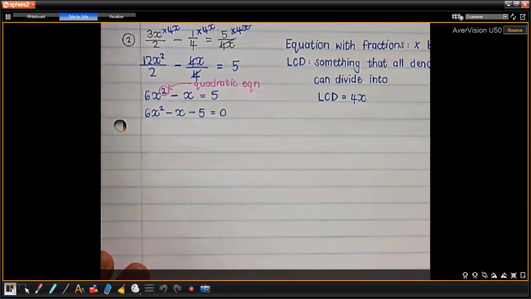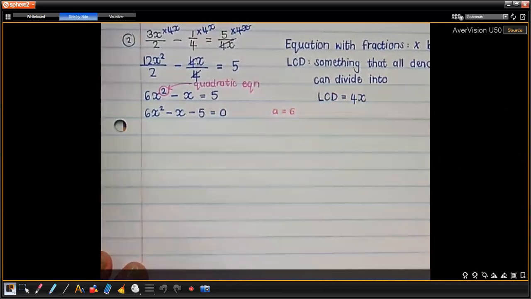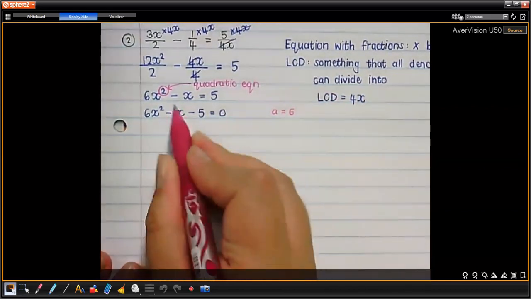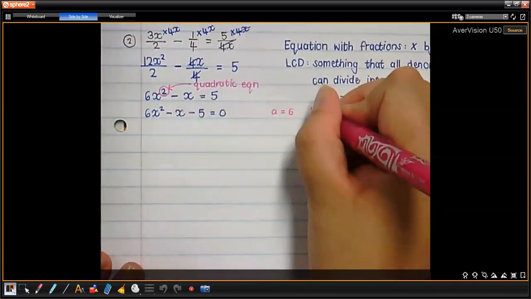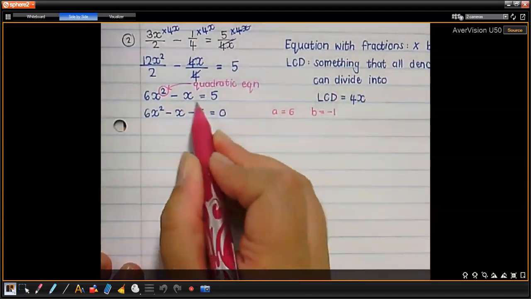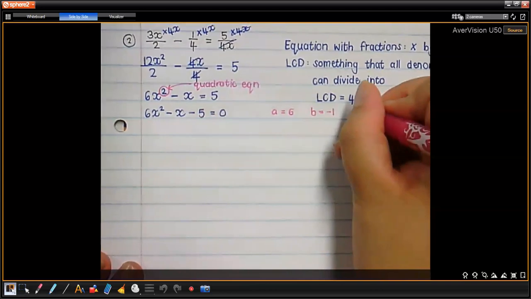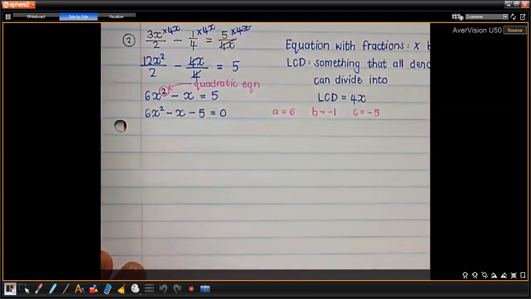What is my a value? 6. A, remember, is the number in front of x squared. A is 6. My b value is negative 1. The number in front of x is negative 1. And c, the constant term, is negative 5.